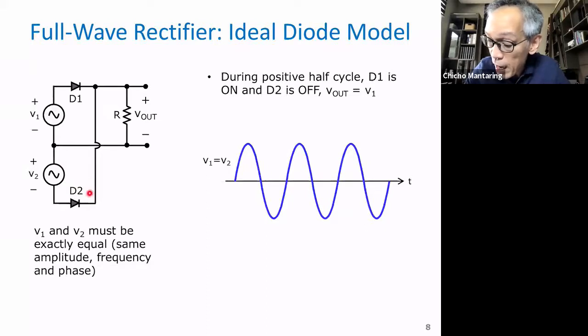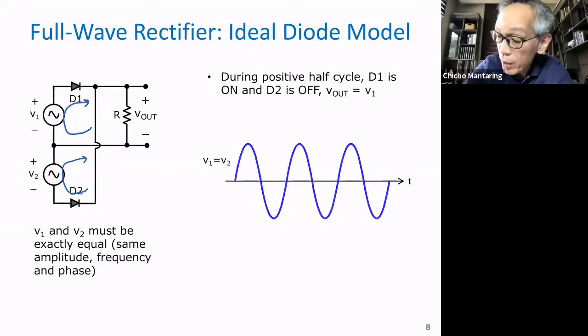That is against the direction of the arrow of D2. Here, current is trying to flow this way. Here, current is also trying to flow this way. Notice that here, it's along the direction of the diode arrow, so D1 is on. Here, it is opposite the direction of the diode arrow, so D2 is off. So our equivalent circuit during the positive half cycle, only the top source is working.